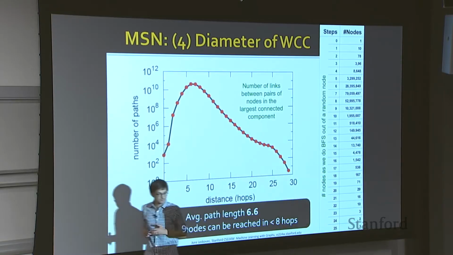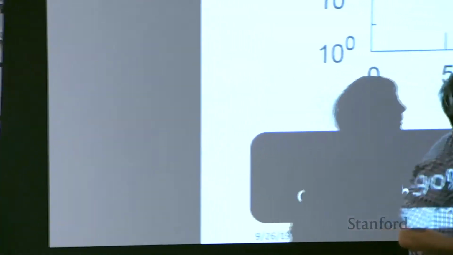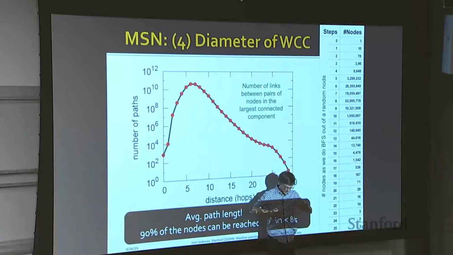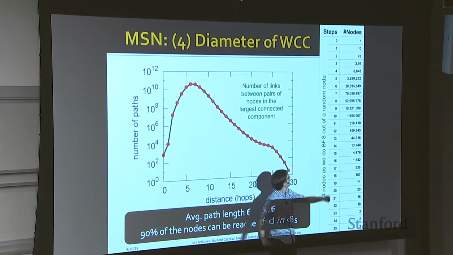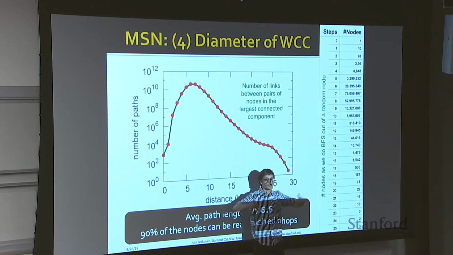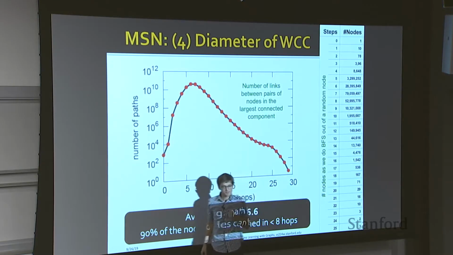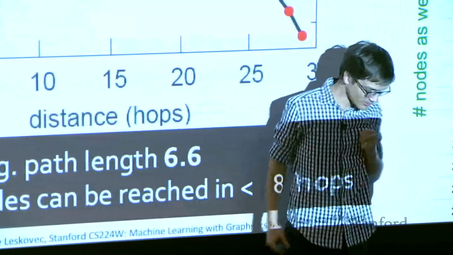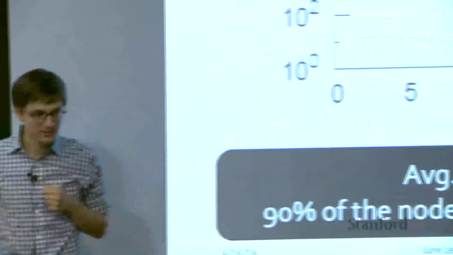Yes? For step 1, when the step is 1, it should correspond to the connected component. No, step 1 is the degree of the node. Step 1 is, I'm here, I have 10 friends, so at step 1 I see 10 people. And then at step 2, I see how many friends of friends I have, and that's 80 in this case. What I mean is it should correspond to the clustering coefficient for step 1. Not really. It will correspond to the degree, the number of edges the node has.